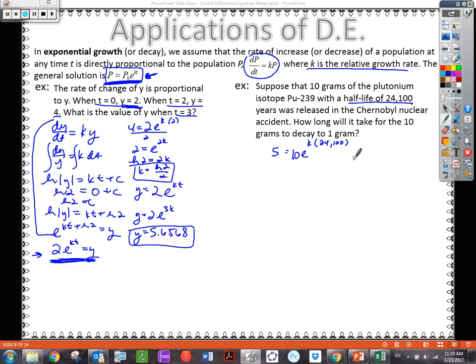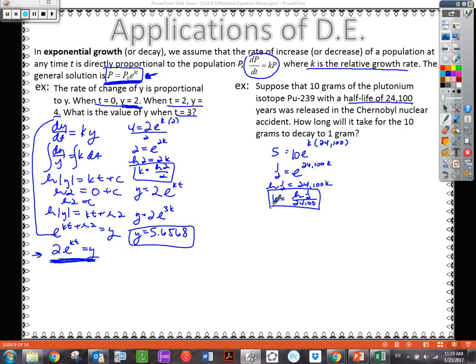So I can solve. I can move the 10 over. I get 1/2 equals e to the 24,100K. I can natural log both sides, and I get natural log of 1/2 equals 24,100K. So K is natural log of 1/2 divided by 24,100. Okay, now that I've said what K is, I don't have to write this really long thing anymore. I know what K is, so I'm going to move on from there.